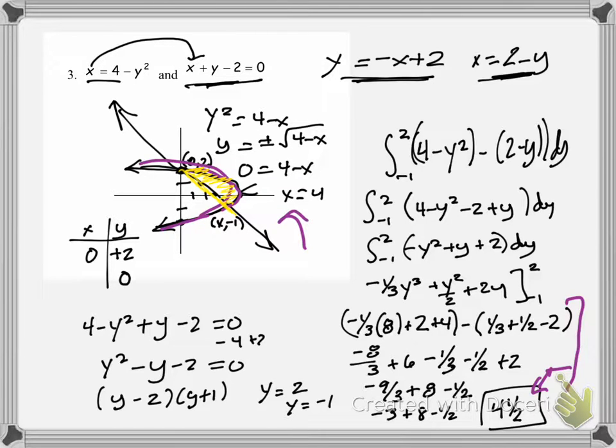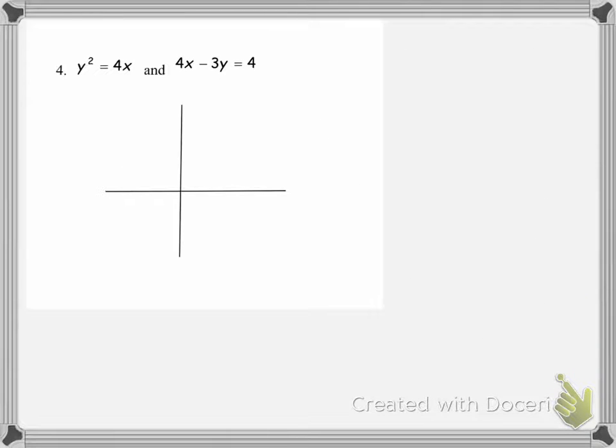That wasn't too bad. Let's do one more where we work from left to right, or right to left. I keep saying it wrong. Okay, so we have y squared equals 4x, so that would be a right-facing parabola. So let's solve that for x. x equals y squared over 4. We're going to need that. And then this would be another straight line. 3y equals 4x minus 4. So y equals 4/3 x minus 4/3.